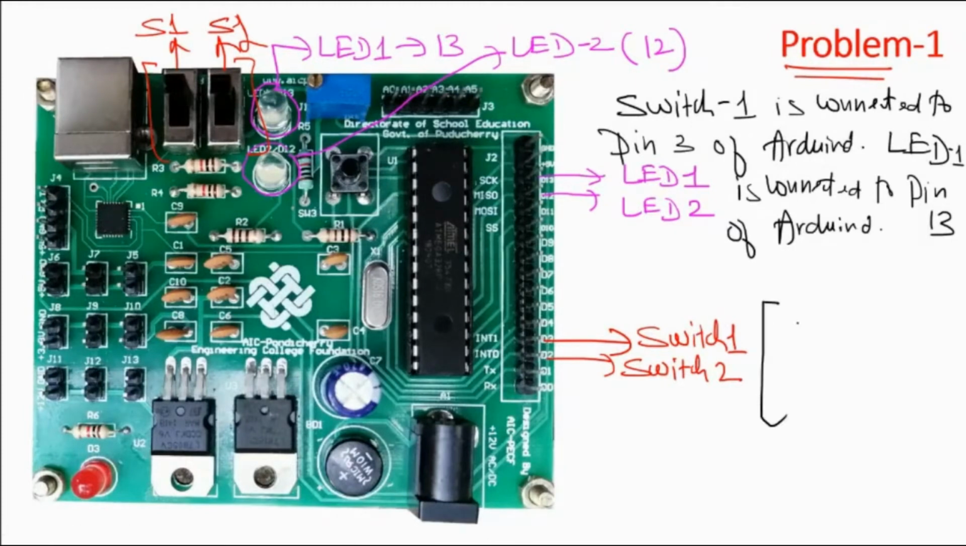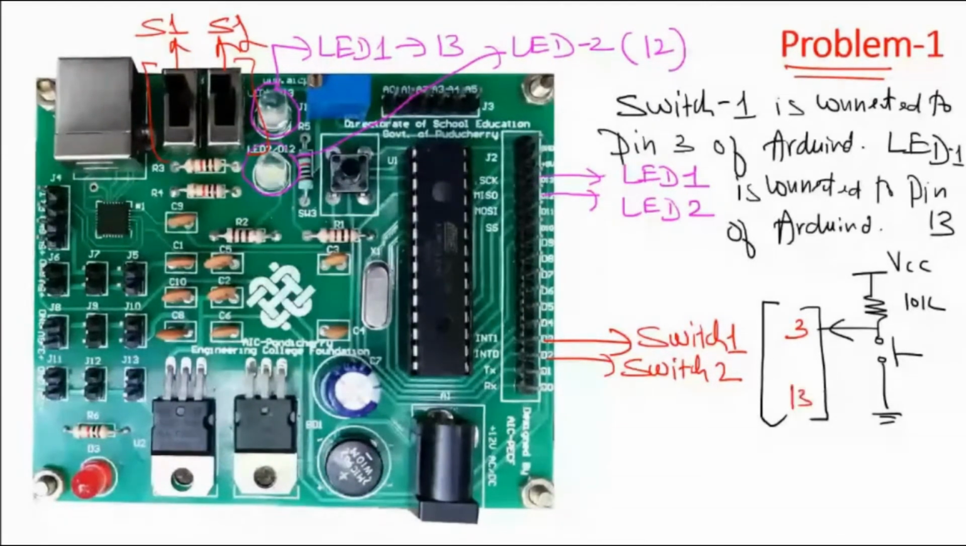This is the Arduino. When I put a box, it represents Arduino. So this is my switch circuit, VCC and 10K, and the point of intersection is going to the switch input, which is pin number 3. That is the input. The output is going to LED 1, which is pin number 13. So that is connected to a light emitting diode. This is the circuit diagram: one input and one output.